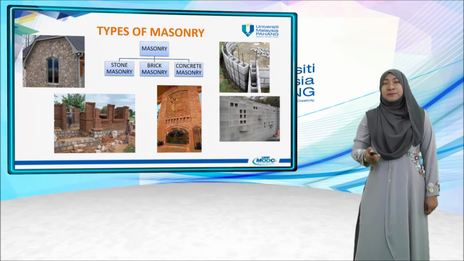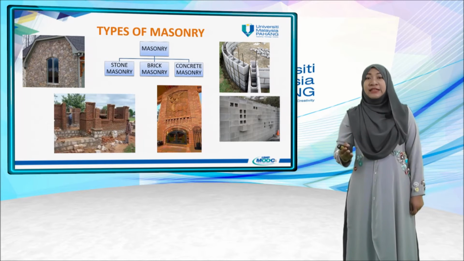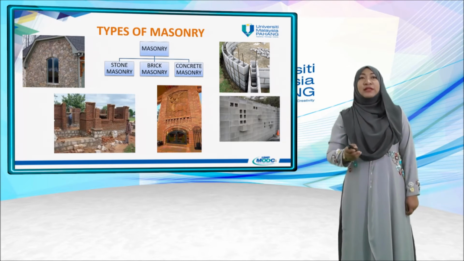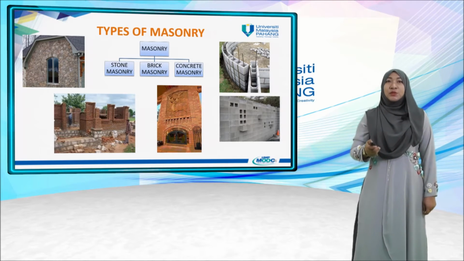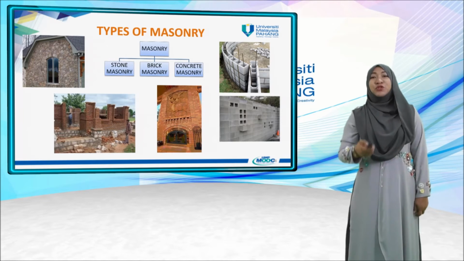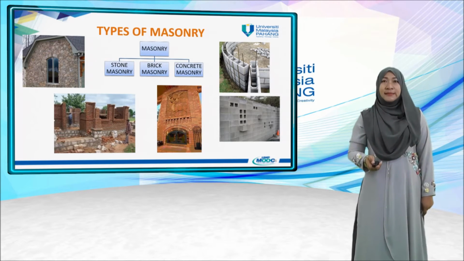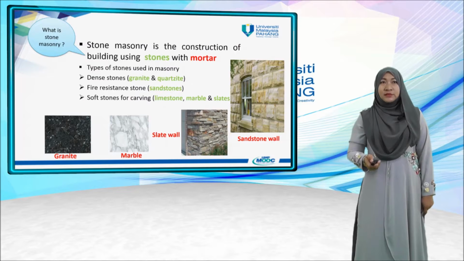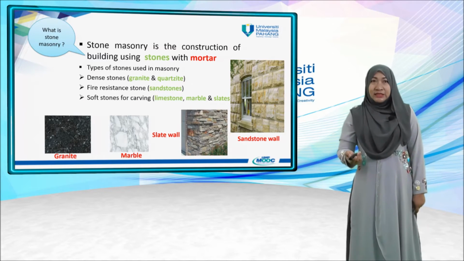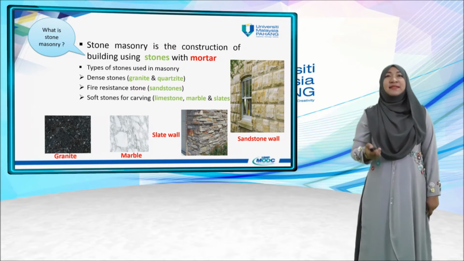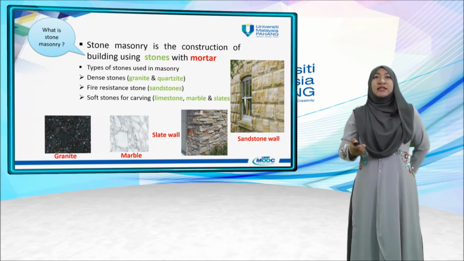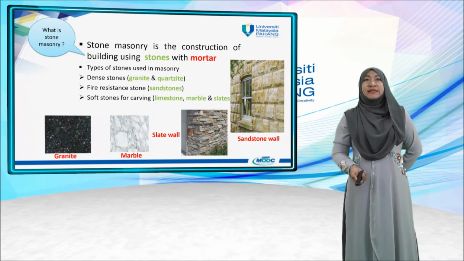So masonry can be classified into three. One is stone masonry, two is brick masonry, and three is concrete masonry. So what is stone masonry? Of course, stone masonry is the construction of buildings using stone with mortar.